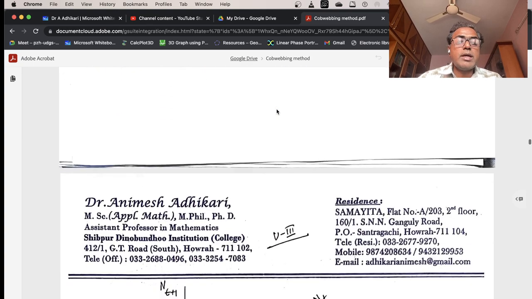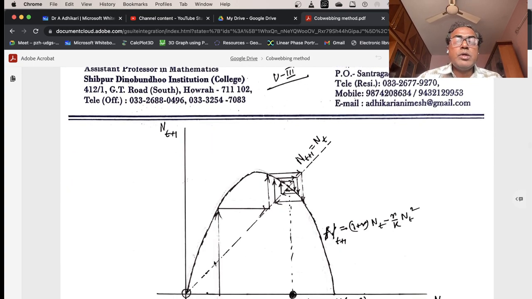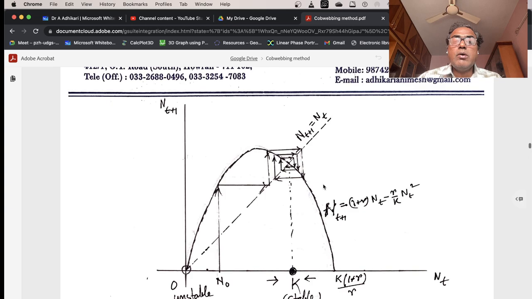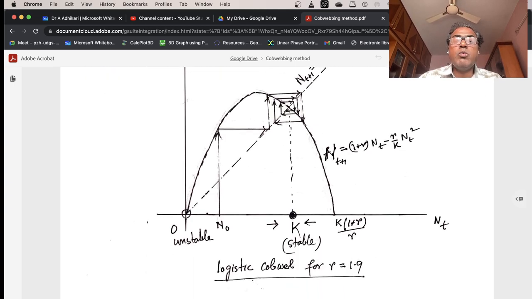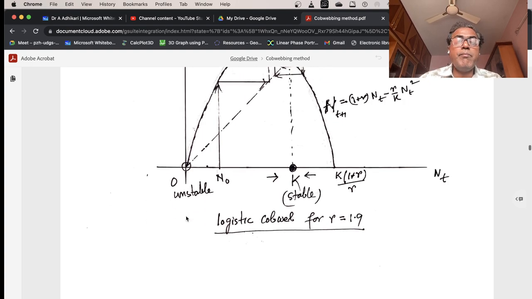Now, this 4 cycle and 2 cycle. So here consider this. When r equal to 1.9, we get this cobweb. So K is the stable equilibrium, and the origin, 0, is the unstable equilibrium.